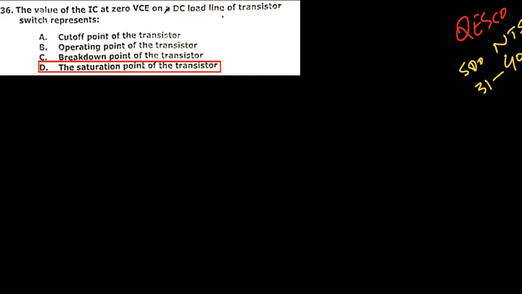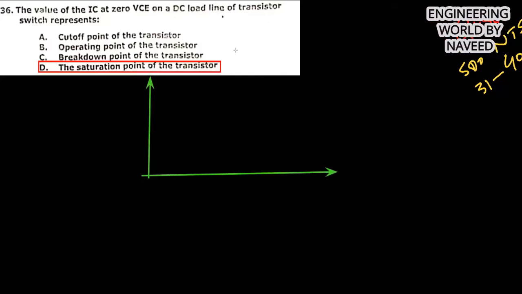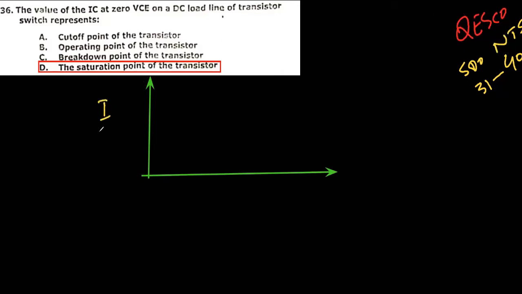Okay, next MCQ is: the value of the IC at 0 VCE on a DC load line of a transistor switch represents? So actually your load line will be like this. Here I will have a current which I will measure in milliampere. Here I will have a voltage which I will measure in millivolt, and here I have 0 volt, and if I draw the line, the line will be like this.